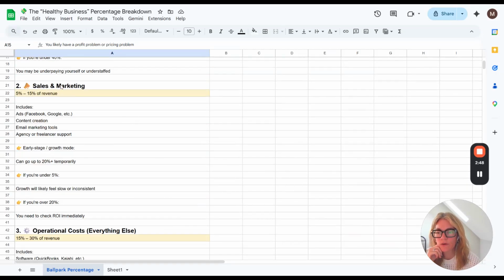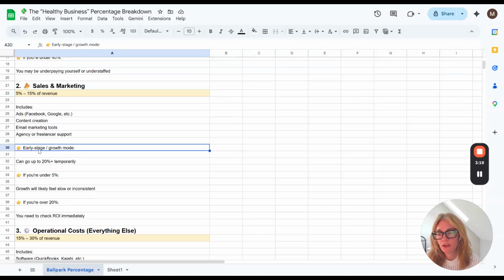The second category is sales and marketing. So this is like ads on Facebook, Google. This is anything related to content creation, email marketing tools, any agency or freelancer support within sales and marketing. This is any cost basically that is helping you get more sales and bring in more revenue. So the benchmark for this is anywhere from 5 to 15% of revenue.